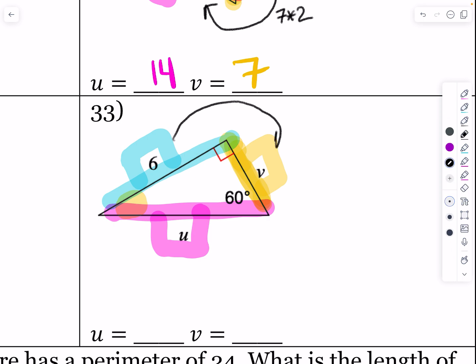So how do I go from blue to yellow? This is the long leg. This is the short leg. So I know that the radical I'm working with is root 3. How do I know if I'm multiplying or dividing? You just look if it's getting bigger or smaller. I am dividing because it's getting smaller.